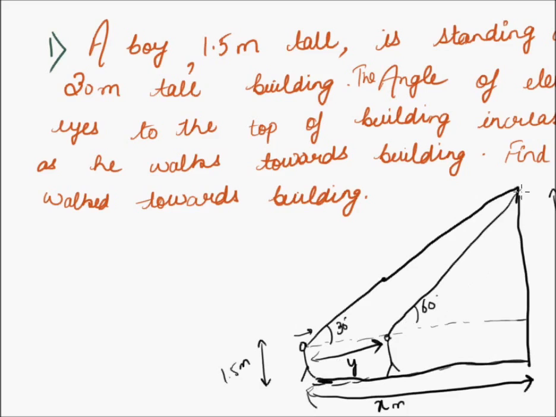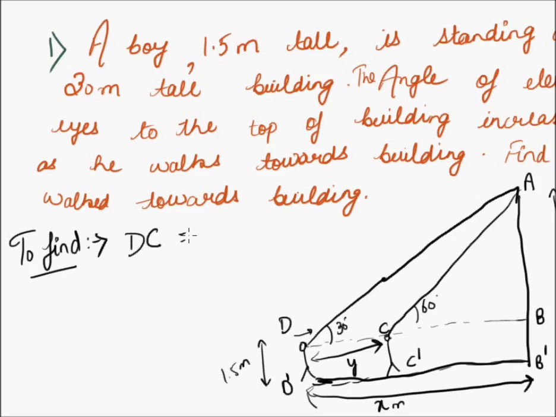So let us rename this triangle as A, B, C, D, and correspondingly these points as B dash, C dash, and D dash. Now we have to find the distance DC or y.